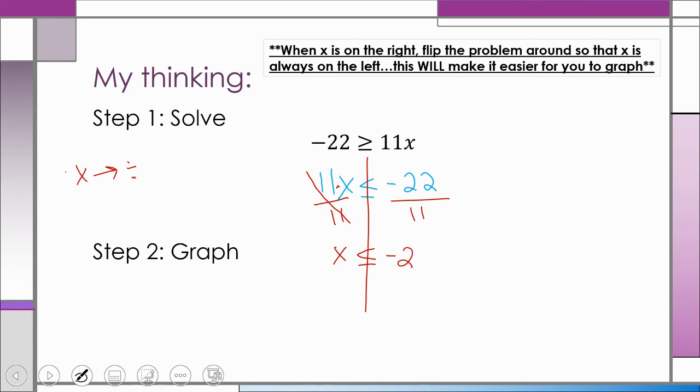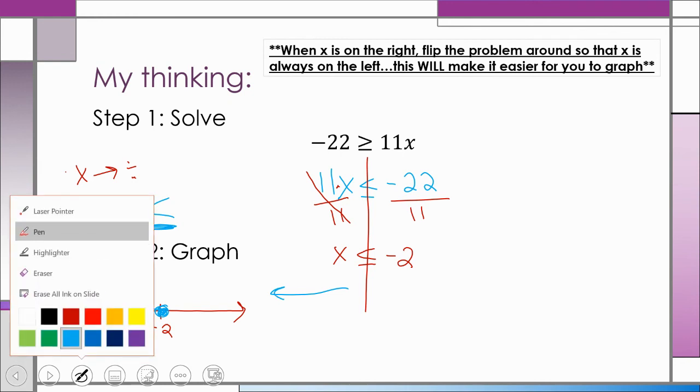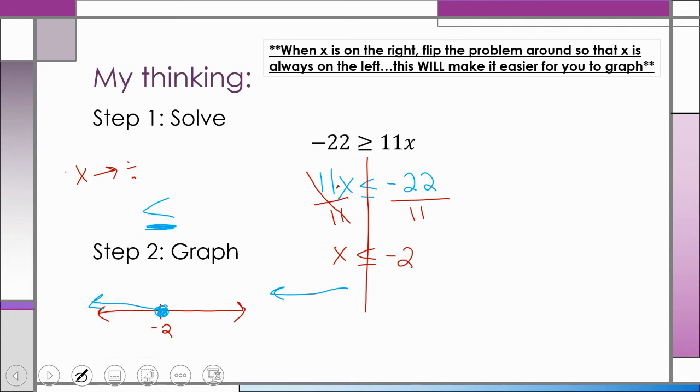And now I have to graph it. So I'm going to draw my line. I'm going to put my negative 2 here. And then since it has that equal sign there, so less than or equal to, I'm going to do a closed circle. And then it's pointing to the left, so my arrow goes to the left. Let's check to see if all of those work. So a number that's less than negative 2 is negative 3. So negative 3 is less than or equal to negative 2. Is that a true statement? True, which means that my line should go through negative 3, which it does.